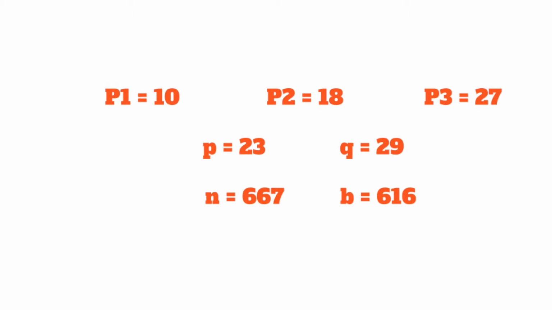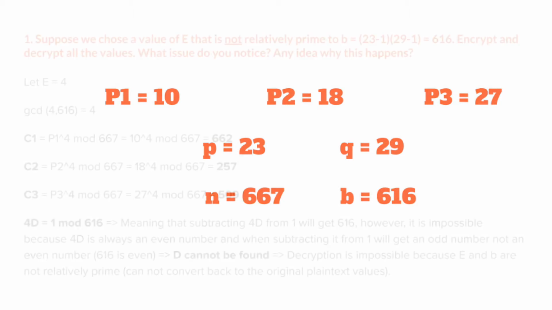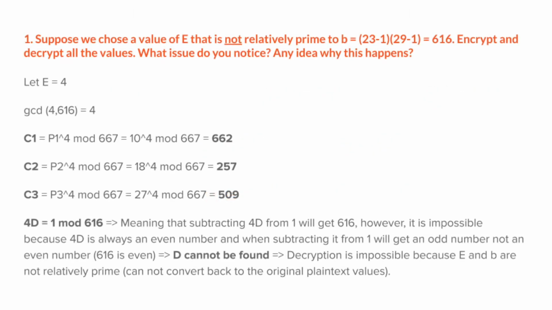For the first question, we're looking at what happens if we choose a value for E that is not relatively prime to B, which is 616. We're going to try to encrypt and decrypt all the values with this value of E, see what issue we get, and try to give some ideas about why that happens.